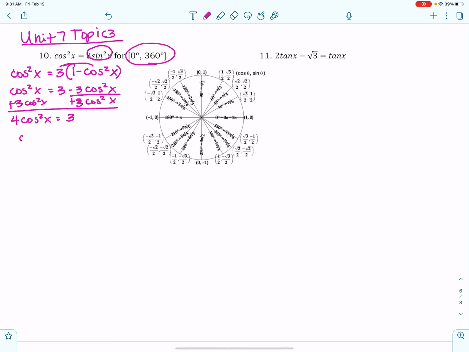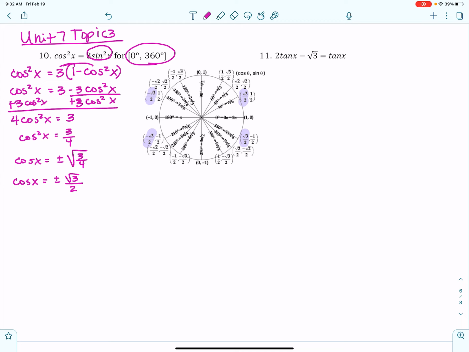And then I'm going to divide both sides by 4. And then I'm going to take the square root. Remember, plus or minus the square root. So I end up with cosine x equaling plus or minus the square root of 3 over 2. And this does occur on the unit circle, so that makes me happy. So cosine is positive radical 3 over 2 right here and right here. Negative radical 3 over 2 right here and right here. So it occurs 4 times on the unit circle.